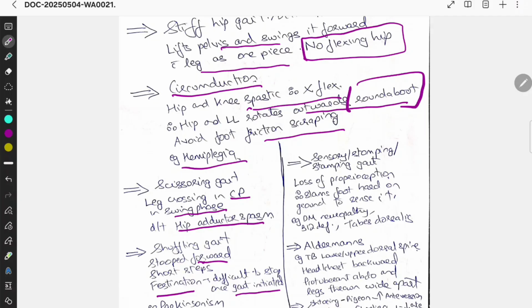Okay. Now sensory stomping or stamping gait. So whenever there is loss of proprioception, the patient slams the foot hard on the ground to sense it, and it is commonly seen in diabetic neuropathy, B12 deficiency, tabes dorsalis. Now Elderman's gait. It is seen in TB of the lower and upper dorsal spine, in which the head or chest goes backward and there is a protuberant abdomen and legs thrown wide apart.